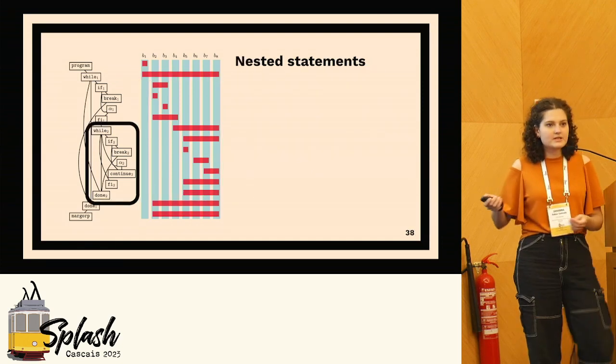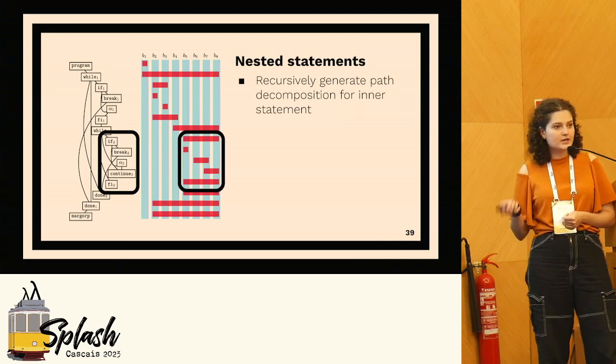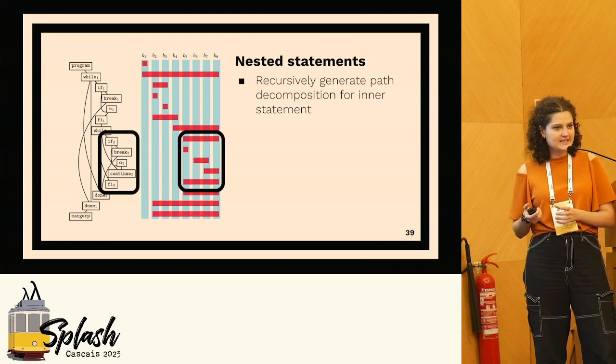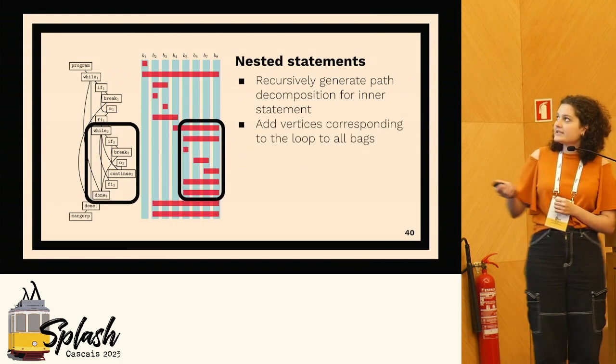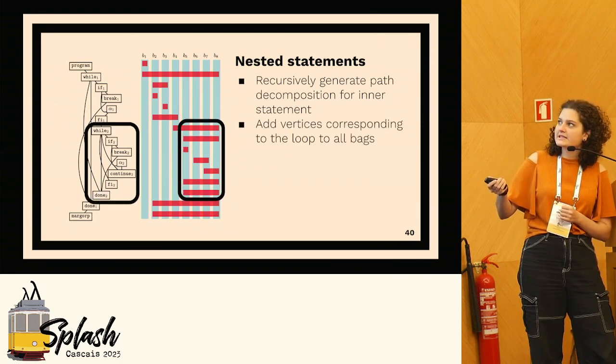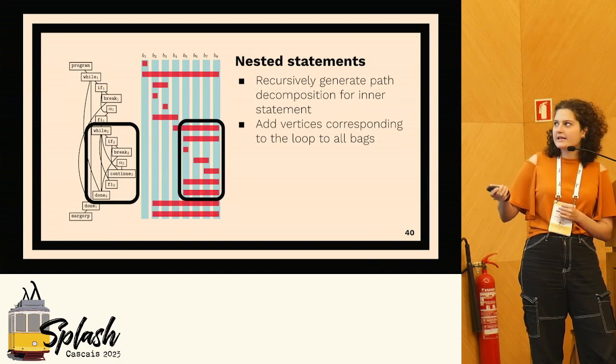So for example, what's going to be the path decomposition of this while here? Well, to do that, we will firstly recursively generate the path decomposition for the inside statement, so for the if in this case. And then I'm going to add the vertices corresponding to the loop, which in this case is like this while2 and the done2, to all bags. This is so we can cover edges like breaks that map from the inside of the while statement to the done, and edges like continues, where I map from the middle of the statement to the while. So I need to add these 2 vertices to everyone here.